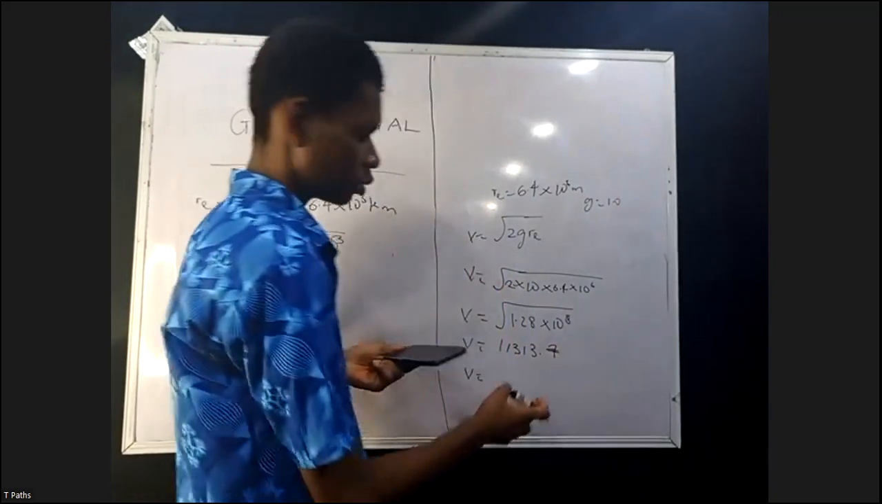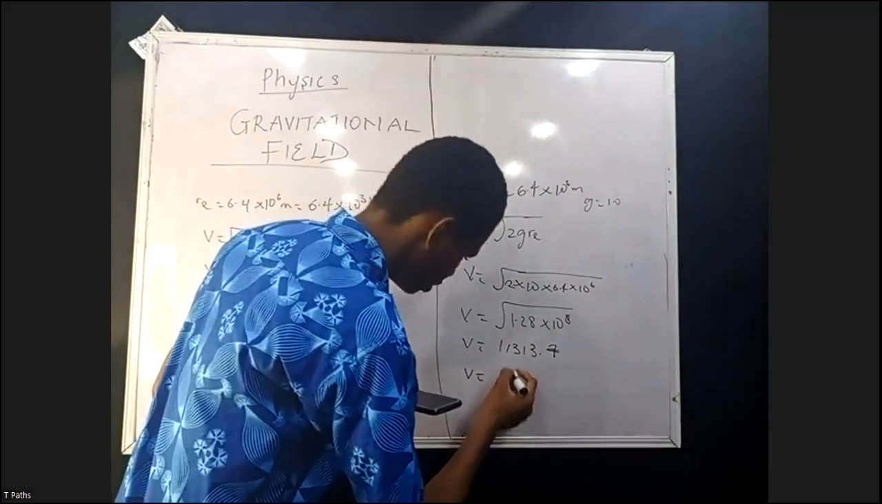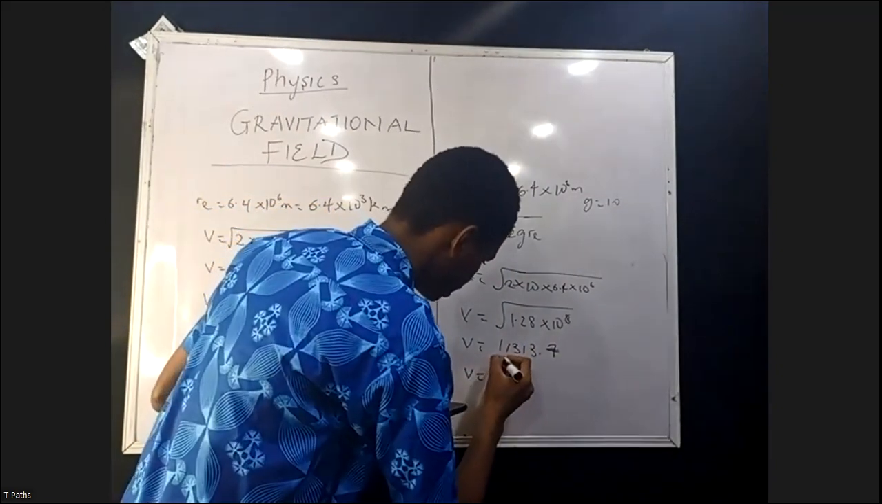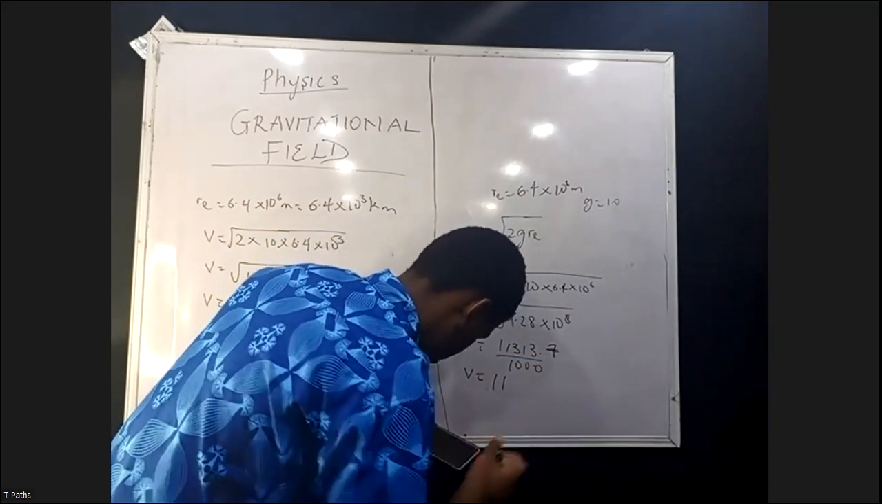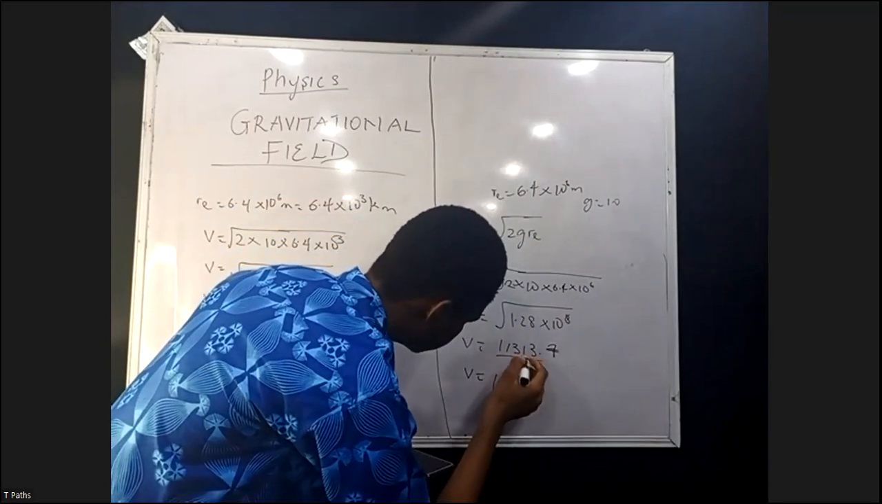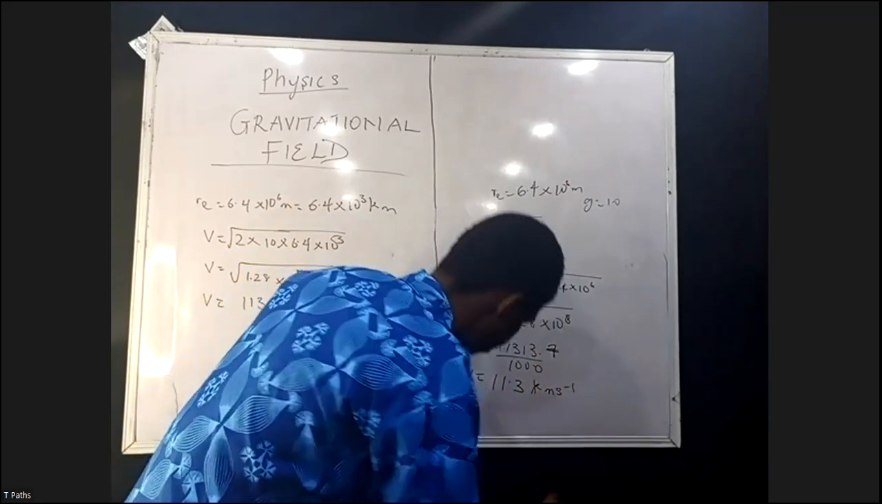So what I'm going to do is convert this to kilometers. Converting this to kilometers, I'm going to divide this by 1,000. If I'm dividing this by 1,000, I'll have 11.3 kilometers per second. So here is the answer.